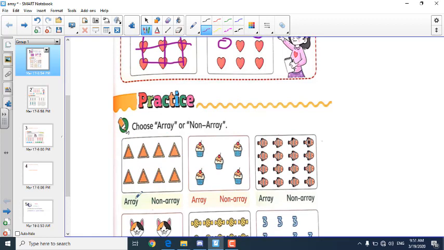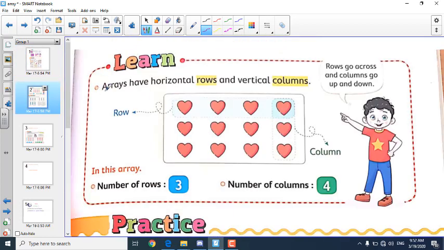Here this is array, yes, because I have some rows and some columns. Here this is non-array because I have some gaps. Here this is array because I have some columns and some horizontal rows. Okay. Arrays have horizontal rows and vertical columns.